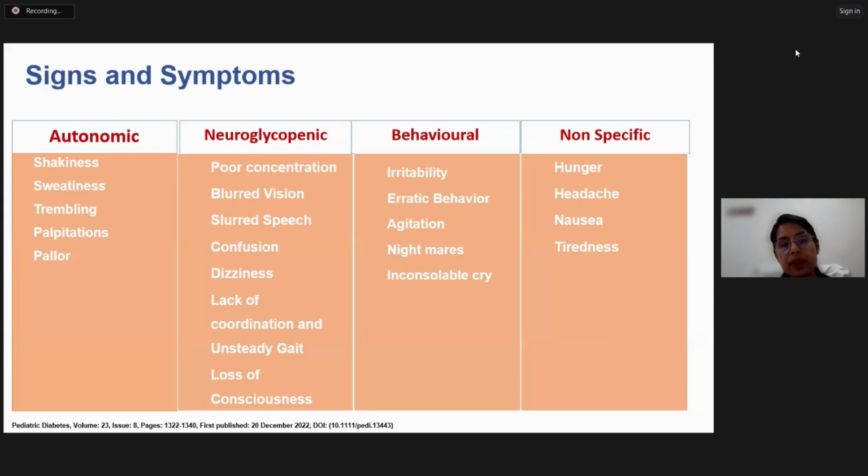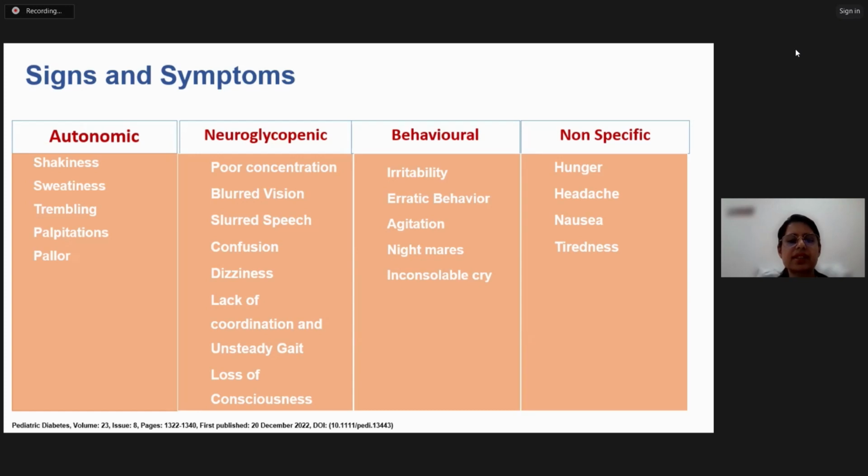Coming to the signs and symptoms, how will people recognize that they have hypoglycemia? They can get different symptoms. When the sugar level drops below 70, the first category of symptoms people feel is autonomic symptoms, which include shaking, sweatiness, trembling and palpitation. As the sugar level drops further, they feel neuroglycopenic symptoms, which are more related to coordination and concentration. They experience poor concentration, blurred vision, slurred speech, confusion, dizziness and lack of coordination. Then they can also experience behavioral symptoms like irritability, erratic behavior, agitation, nightmares, and non-specific symptoms like hunger, headache, nausea or tiredness.